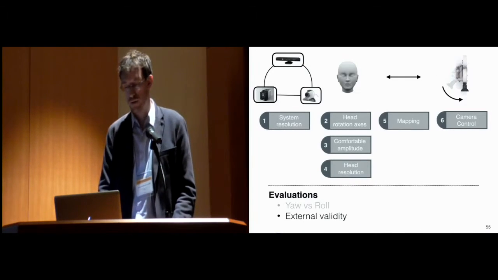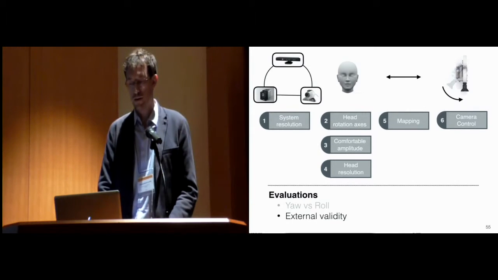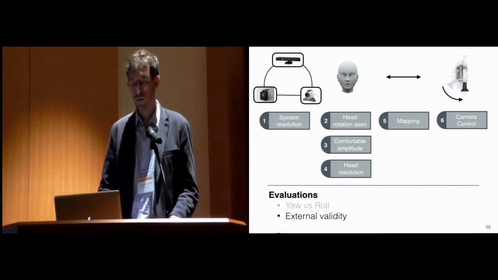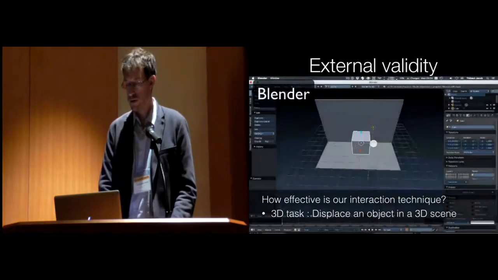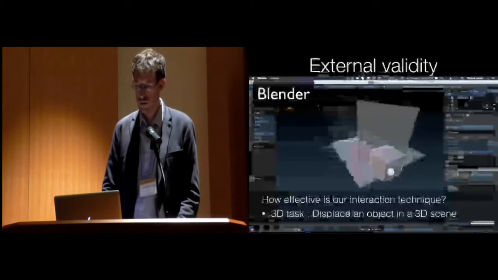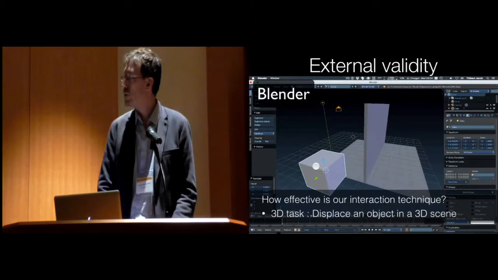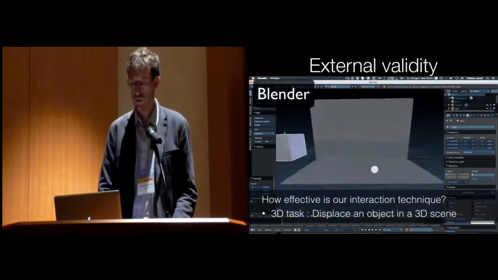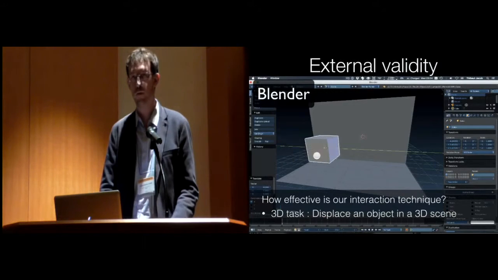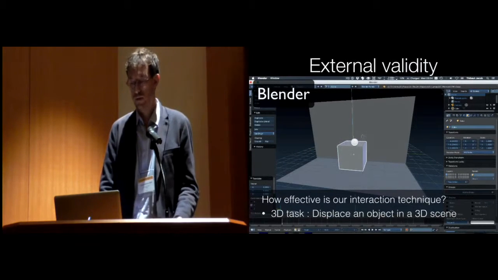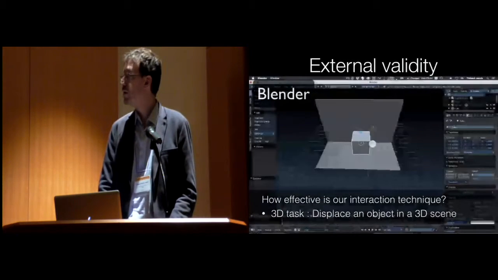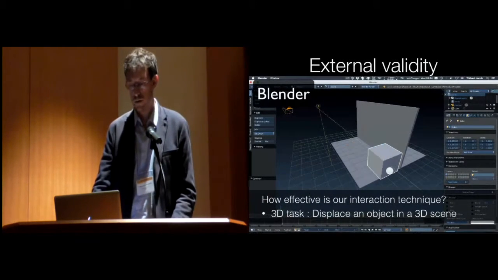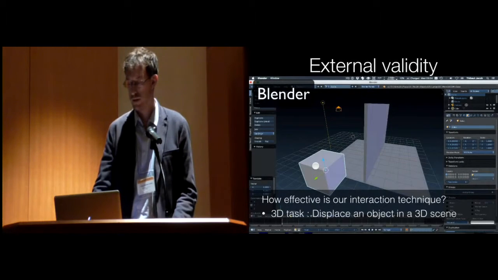So the next step was to evaluate our technique against a baseline technique. We wanted to evaluate the external validity of this technique. So here is an example of a task which is often done in 3D. You have an object and you want to displace it to another position, which requires being able to manipulate the object, displace it in the 3D scene, and also control the viewpoint. The 3D task that we used for the next experiment was based on this.